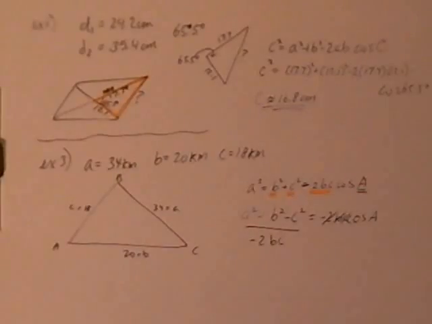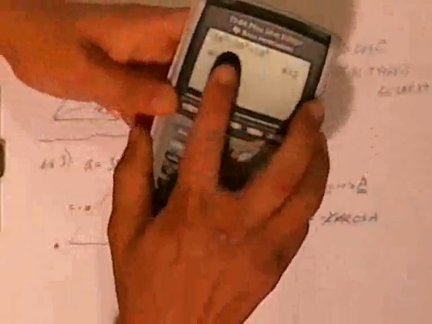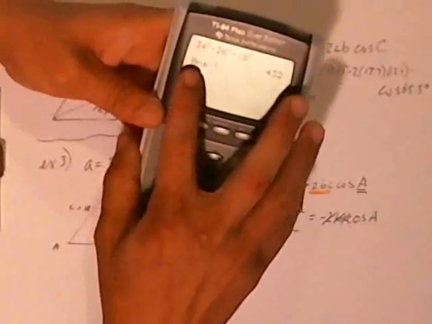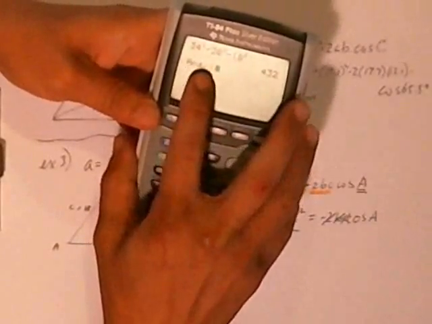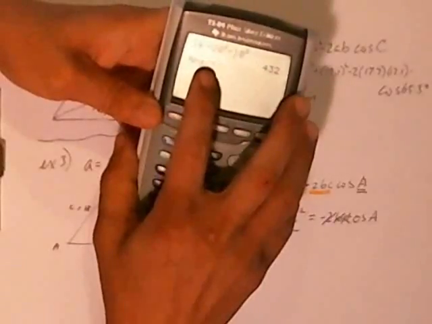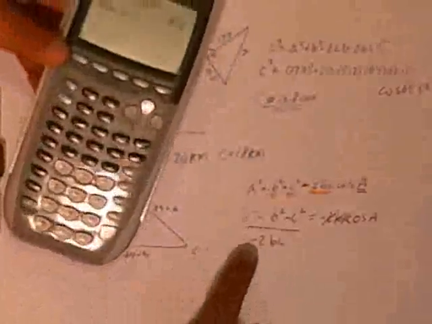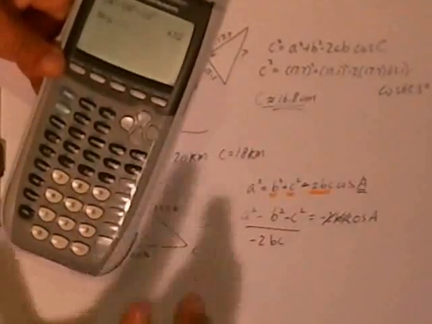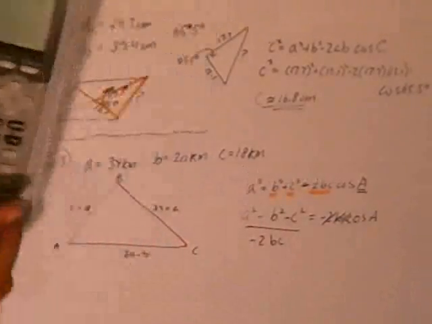A squared, 34 squared, minus b squared, 20 squared, minus c squared, 18. And then I'm going to divide that. So what I did here to make it easier on you guys, I just said 34 squared minus 20 squared minus 18 squared, and then I put the answer and then divide it by, you have to put parentheses around the negative 2bc, okay?